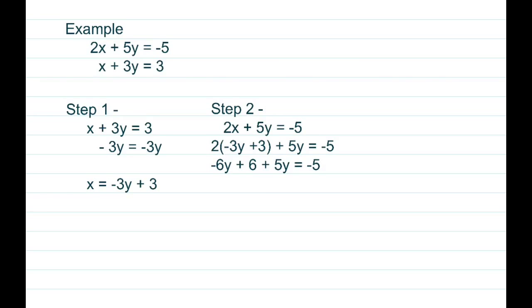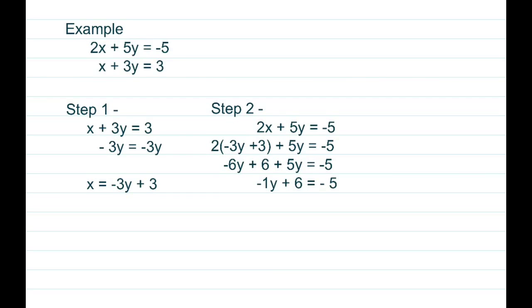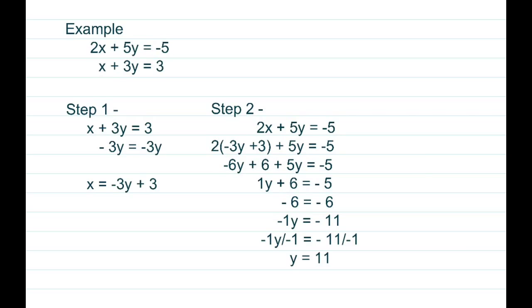Then you should combine like terms. Once you do that, you should take the 6 and subtract it from the left side and do the same onto the right side. Then you should divide negative y by negative 1 and do the same for the right side, which should then give you the answer of y equals 11.